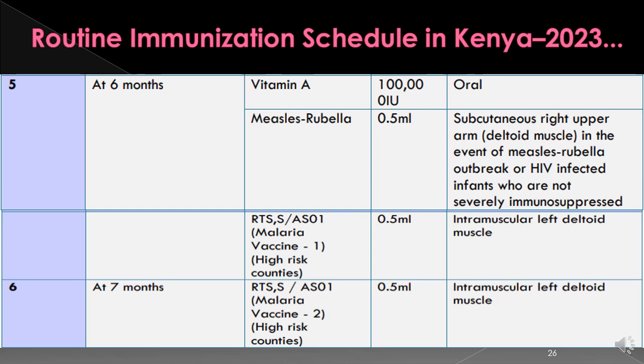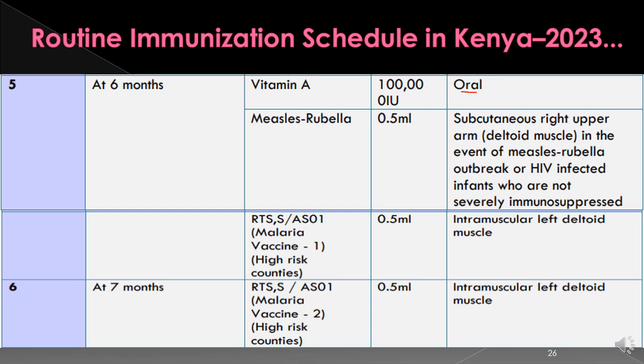Now we have the vitamin A here. Vitamin A is not a vaccine, but it has been incorporated in the National Immunization Schedule to take care of the vitamin A deficiency, which is common in babies or infants who are being weaned. So at the age of 6 months, we will incorporate vitamin A, and the dose is 100,000 international units administered orally.